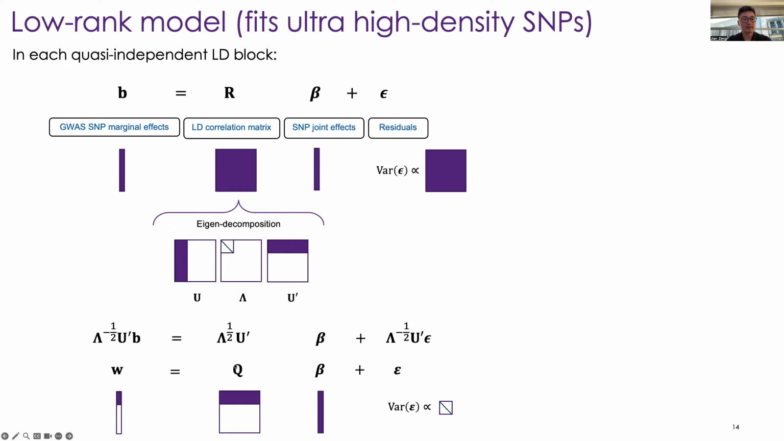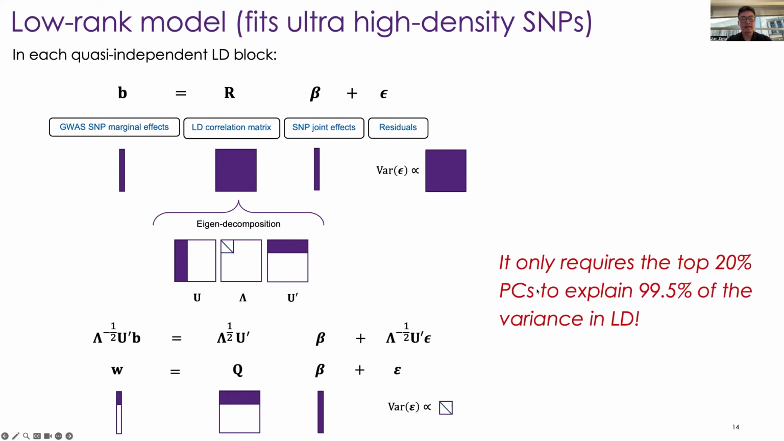Also, this new incidence matrix Q has a rectangular form. We're still estimating all of the joint effects, but using fewer data points. So this not only improves the computational efficiency, but also improves the robustness of the method, because now we are able to sample the residual variance. And you might wonder how many PCs we need to keep. It turns out that we can throw away 80% of the PCs and only use the top 20%, and those are adequate to explain 99.5% of the variance in LD, at least in European ancestry.